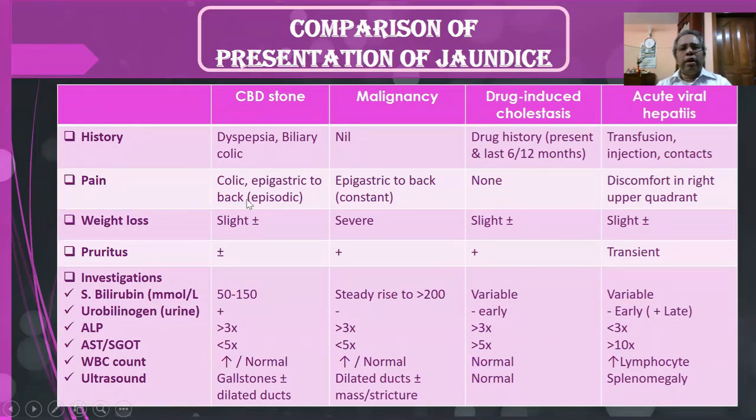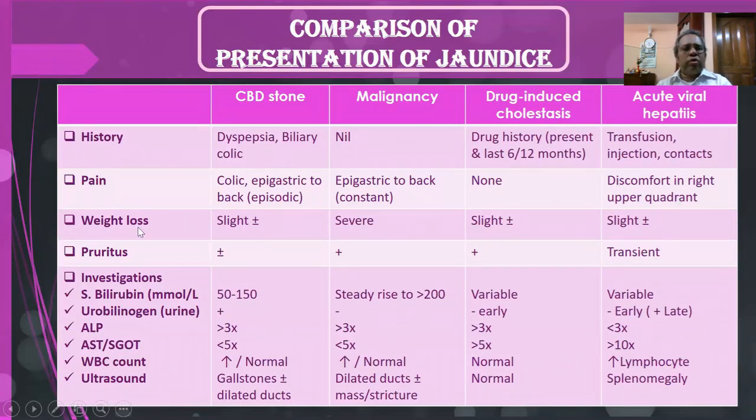In case of pain, the patient has colicky pain, epigastric to back, for a reason. But in case of malignancy, there is also pain in advanced stage when the head of the pancreas has infiltrated the surrounding nerves. There is a constant pain, epigastric to the back. And drug-induced, there is no pain. But in case of viral hepatitis, there is discomfort in the right upper quadrant, because the hepatic cells are swollen. So the liver tissue enlarges, the capsule is stretched, so there is some discomfort or pain over there. For that reason, in acute viral hepatitis, the patient has some discomfort in the right upper quadrant.